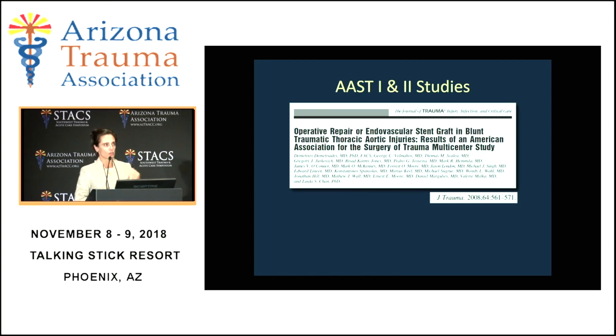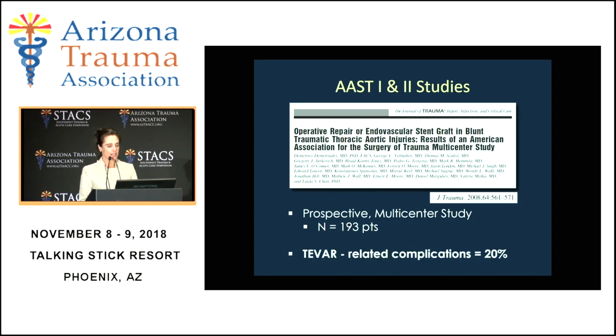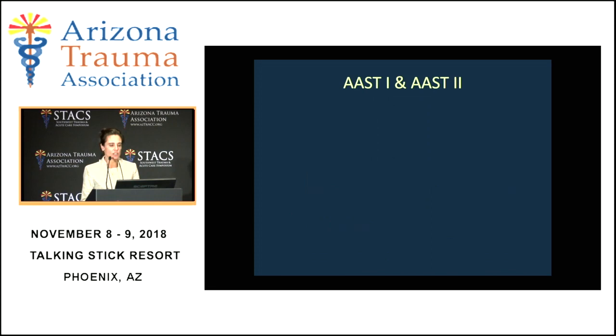If we look historically at the literature on treatment for blunt thoracic aortic injury, the two sentinel papers are the AAST trials, 1 and 2. The first one was really looking at mostly open aortic repair, since the endovascular era had not come along quite as far. Both were prospective, multi-center studies, with 193 patients. In the second one, there was a high degree of TEVAR-specific complications. TEVAR is the thoracic endovascular aortic repair. A 20% complication rate is significantly high for this procedure.